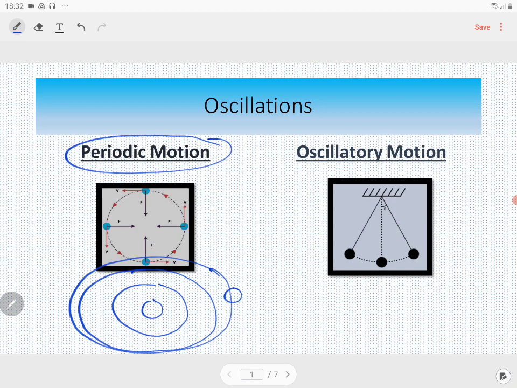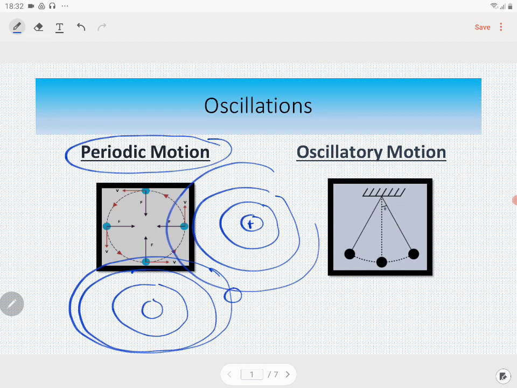Even the oscillations of a pendulum are also periodic motion. Electrons revolve around the nucleus in circular orbits. Each electron will describe periodic motion. These are the examples of periodic motion.